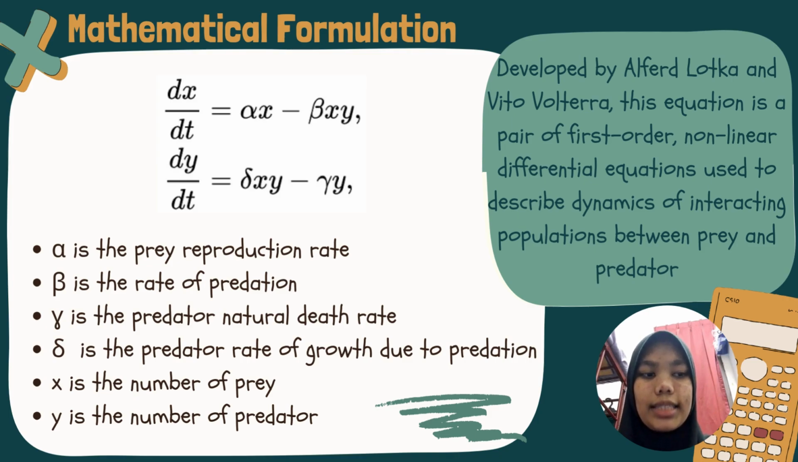Also, alpha x is the exponential growth of prey, while negative beta xy is the loss of prey due to predation. Delta xy is the growth of the predator population due to consuming prey, and negative gamma y is the exponential decay of predators when there is no food, or in other words, when prey is not available.